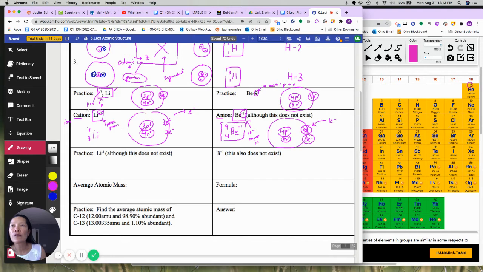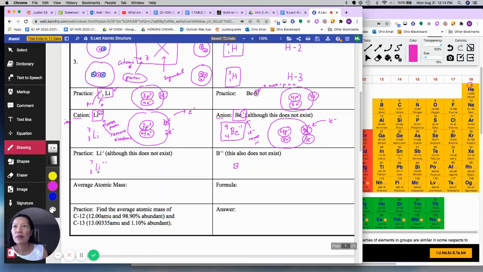So if you see a positive ion, you are going to remove electrons. Do not ever touch the nucleus because the nucleus has energy within it, too much energy, and we cannot remove that in an ordinary chemical reaction. Please pause the video and do the last two problems.